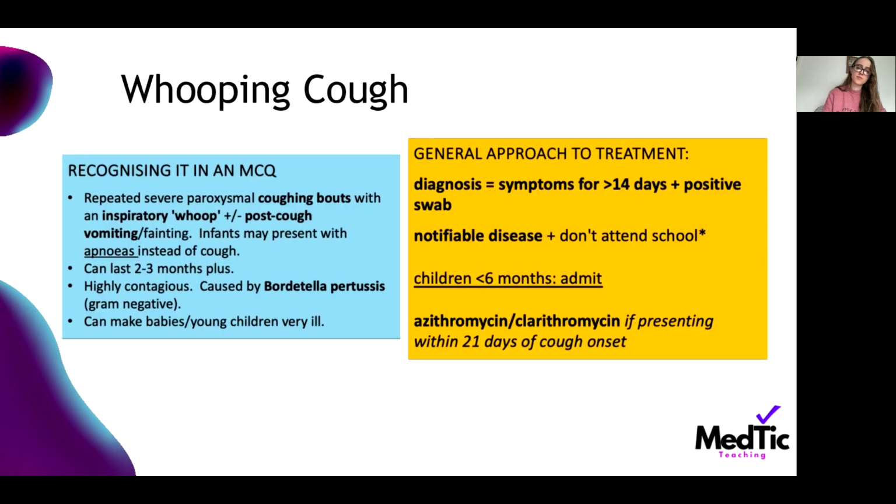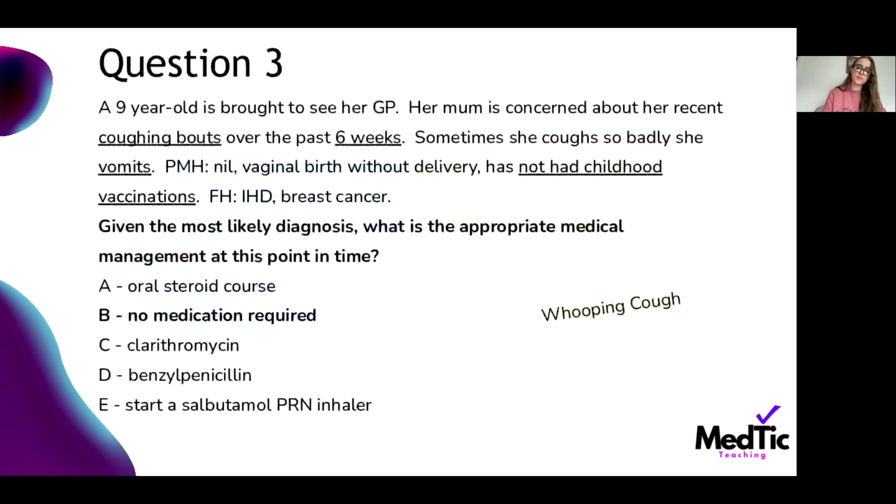We'll talk a little about what whooping cough is in a second, but basically this patient has had the symptoms for 6 weeks, so it's not within 21 days of symptom onset, and therefore we don't give the antibiotics, but otherwise it would absolutely be the correct answer. So if you go back one slide, she's got these coughing bouts, coughing so much she's vomiting, but it's been going on 6 weeks, so actually there's nothing to do medication wise in this case.